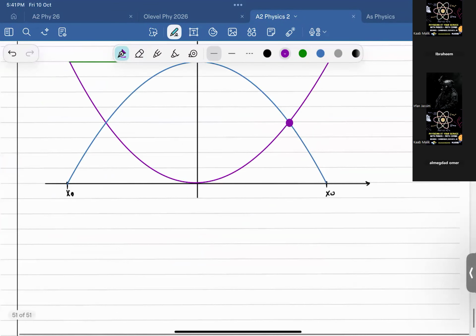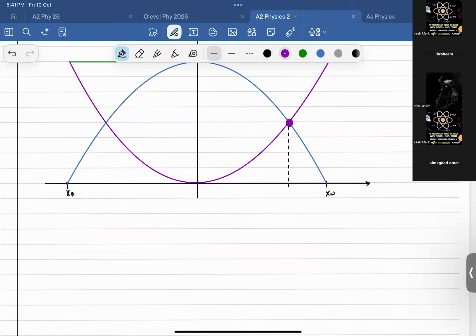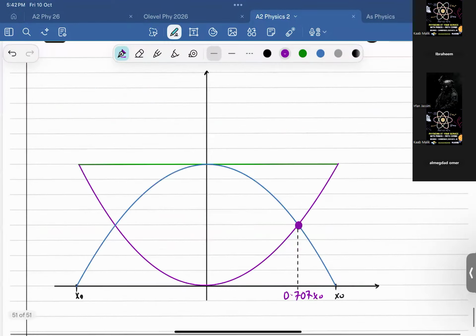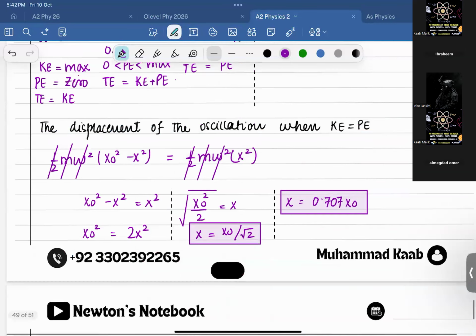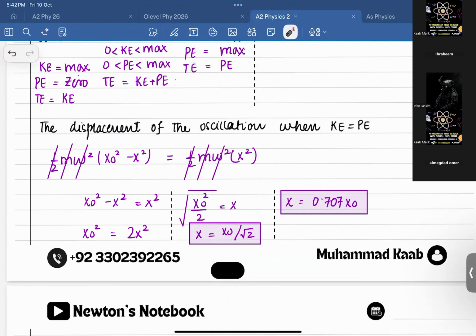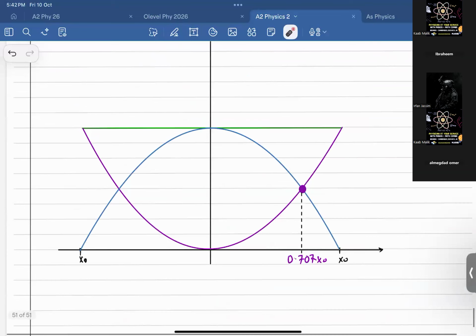And we know that on the amplitude graph or on the displacement graph, this position is basically 0.707 of x naught, right? Which we did in the previous class, right? Like the displacement of the oscillation when the kinetic energy is equal to the potential energy, right? Now that's done. This is a frequently asked question.